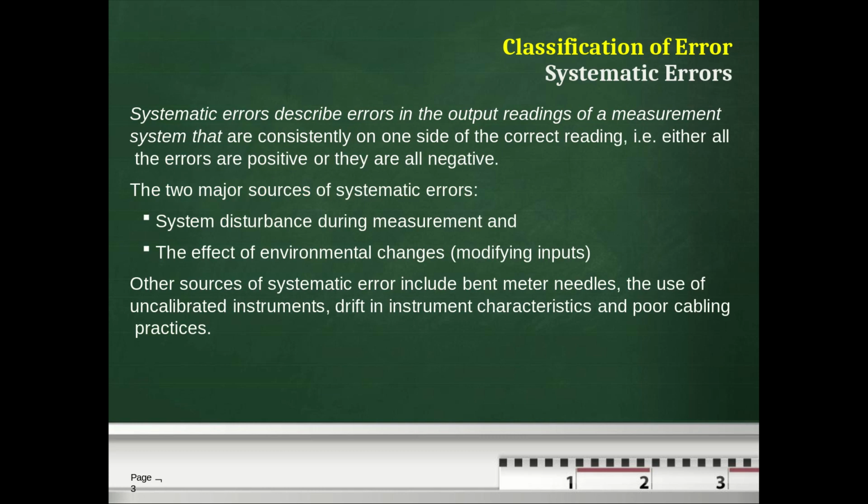Systematic error means that in the output reading there is some error on one side of the correct reading, either positive or negative. This comes because of the system disturbance during the measurement or the effect of the environment change. So either the system disturbance or the environment, okay? Other sources may be the drift in the instrument characteristics, poor calibration, uncalibrated instruments. So it's related mainly to the device that you use to measure and the environment.